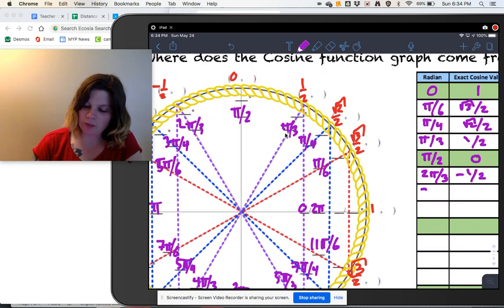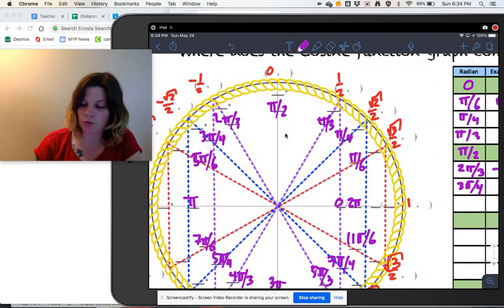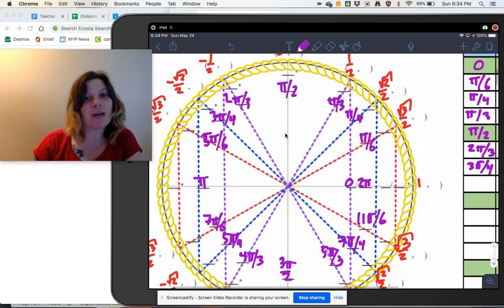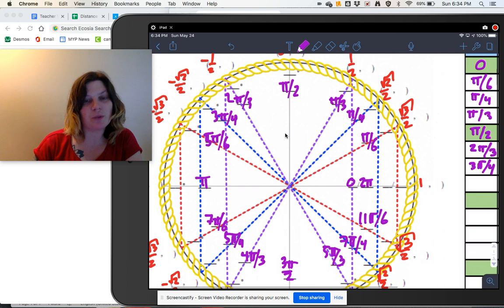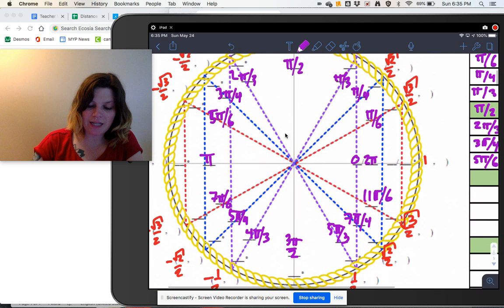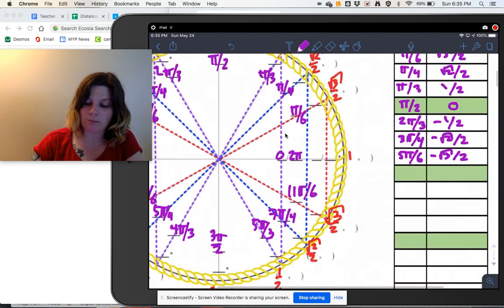Then we have 3 pi over 4. If we scoot over a little bit, we can see that's negative root 2 over 2. Next one, 5 pi over 6 is at negative root 3 over 2. And then finally, at pi, we're at negative 1. So we're at the minimum of our graph.